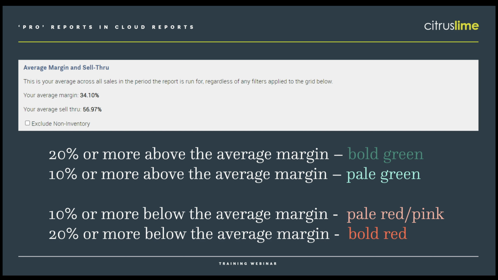In this particular report, margin by brand and department, the average sell-through is just there as an overview. It's not actually shown as a data point for each brand and department in the table, but there'll be more about sell-through rate when we look at our next report, the seasonal buying planner.